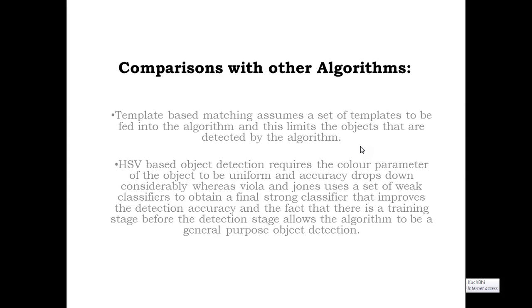Now, comparing it with other algorithms. Template-based matching assumes a set of templates to be fed into the algorithm, and this limits the objects that are detected by the algorithm. Then, an HSV-based model requires the color parameter of the object to be uniform and accuracy drops considerably, whereas in our technique, we use a set of weak classifiers to obtain a final strong classifier that improves the detection accuracy, and the fact that there is a training stage before the detection stage allows the algorithm to be a general purpose object detection.